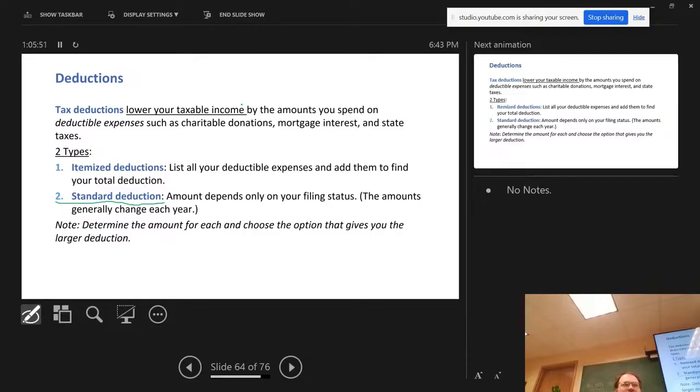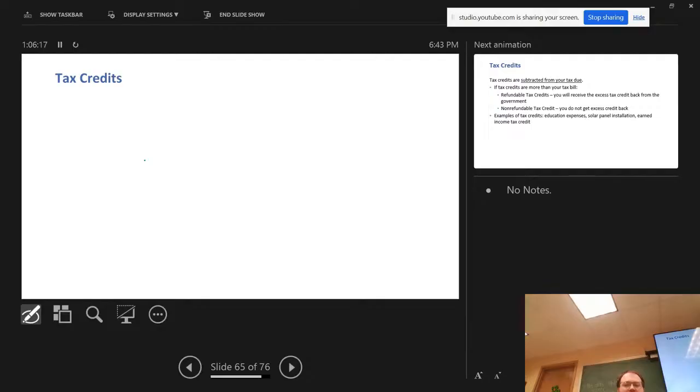But say you bought a house for $1 million and your mortgage interest is $40,000 a year, you will bypass the standard deduction pretty quickly with that. Any questions there?